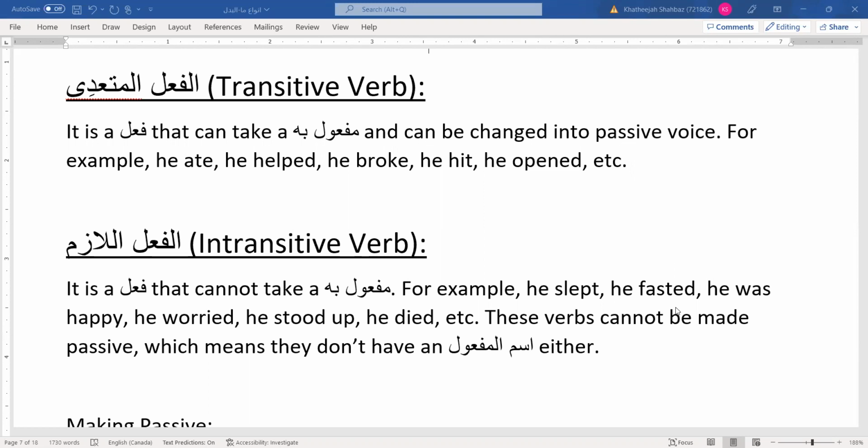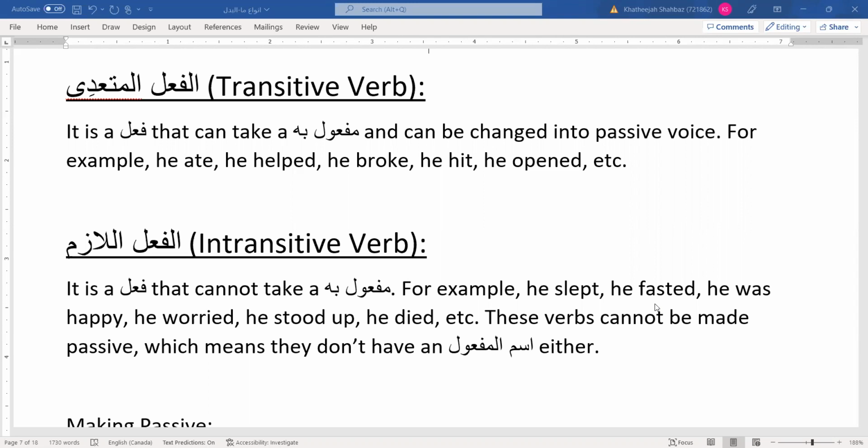Another word. He fasted. Soma. This doesn't take a maf'ul bihi either. He fasted. You cannot generate the question who or what. If you can add something or someone after it, then it is a transitive verb. You cannot do that either. So you cannot say he was fasted. That will not mean anything. So you cannot change it into passive voice.